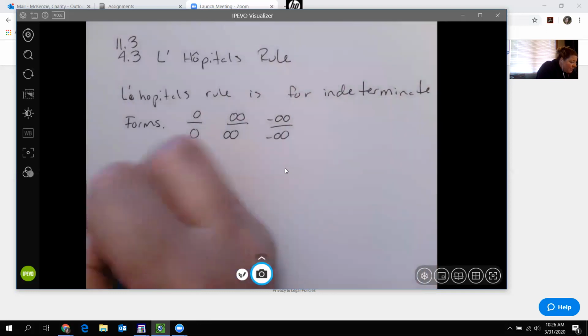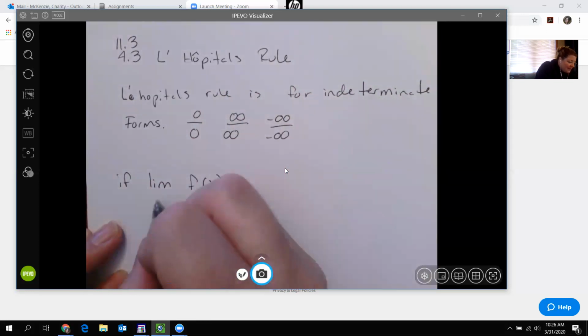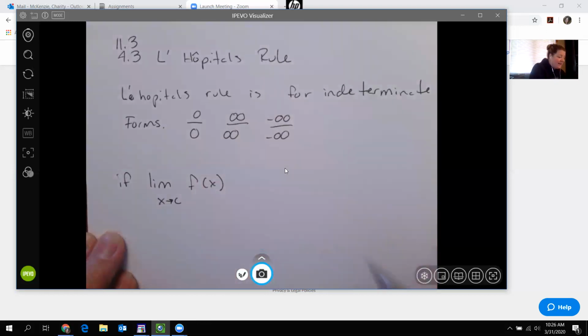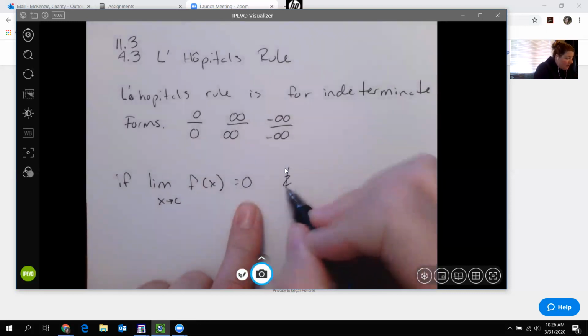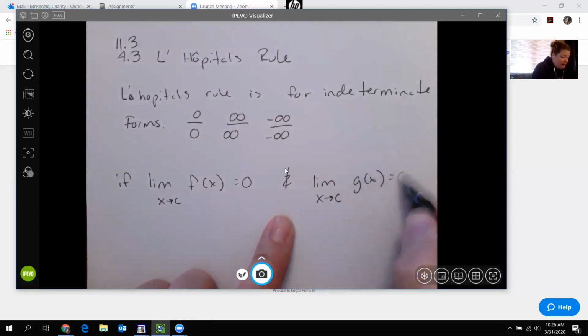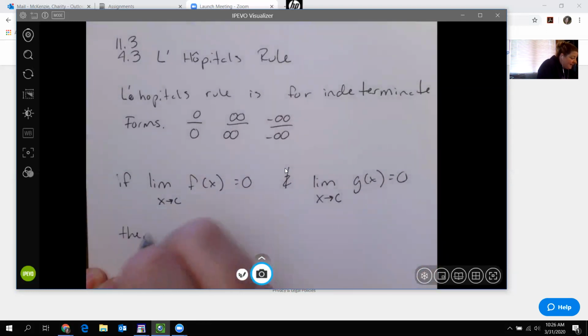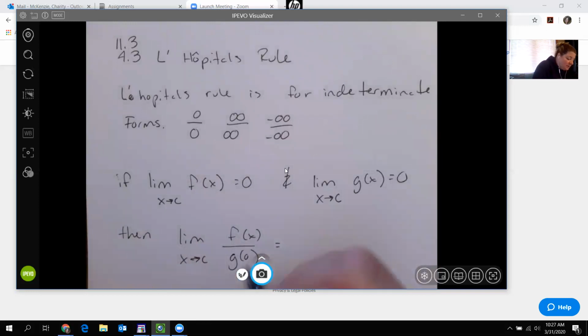I'm going to write this out. Basically, if we have the limit as x goes to c of some function f of x, and whatever this function is, as you go to this value c, it's going to 0, and the limit as x goes to that same value c of g of x is also going to 0. So f and g are both going to 0 as you approach c. Then the limit as x approaches c of f over g is going to equal 0 over 0, right? So that's our indeterminate form.